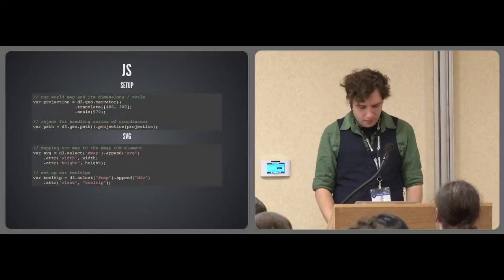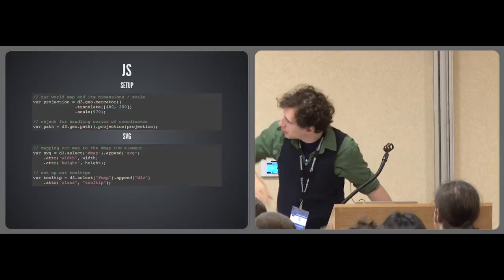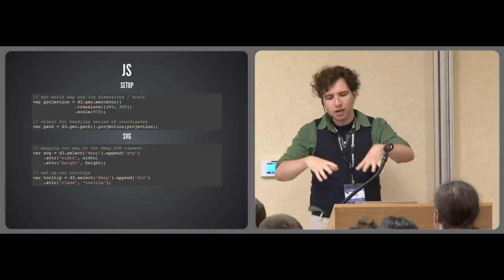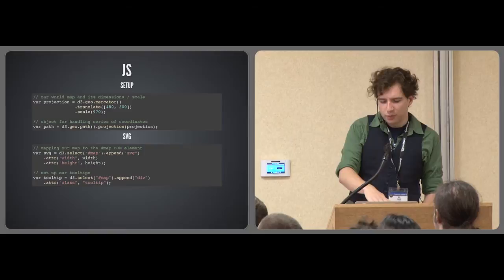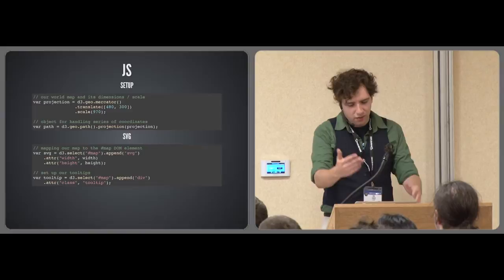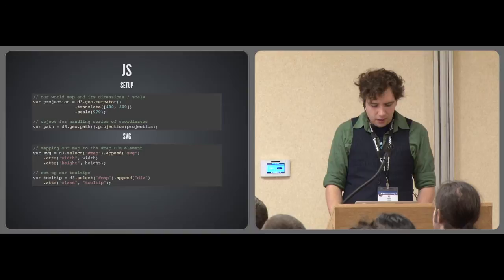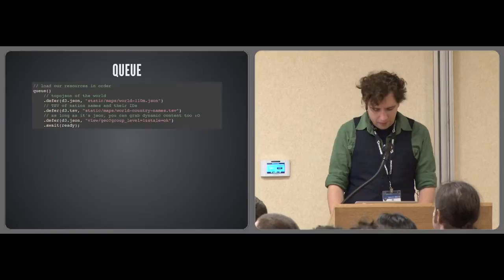And inside of the JavaScript, we set it up. What's happening up top is that we have all of these three-dimensional coordinates for countries and their boundaries, but we need to map that into a two-dimensional representation. So we need to tell D3, use the Mercator representation, and then scale it appropriately. And then for the SVG, we're grabbing that map element and giving it the appropriate attributes in terms of height and width.